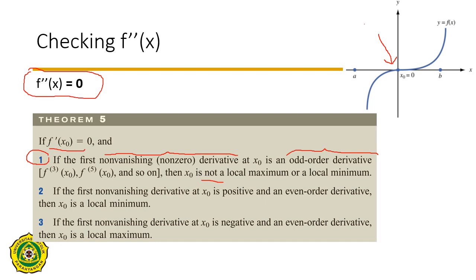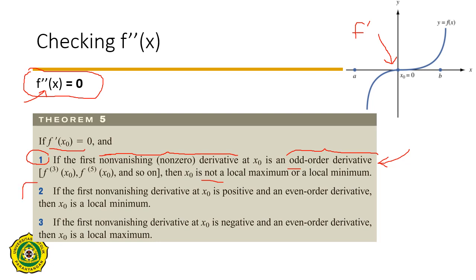Okay, so we check the first derivative at that point. We check the second derivative. If it is still zero, then we use this theorem. Check the third. If it's still zero, check the fourth, and so on, until we find the first non-vanishing derivative, and then check whether it is an odd order derivative. If it is, then it is not a local maximum, and it is not a local minimum.